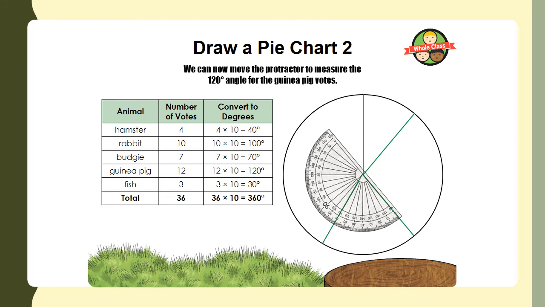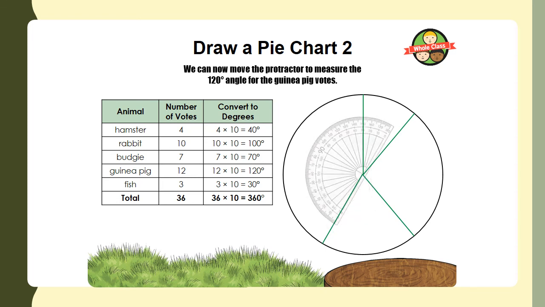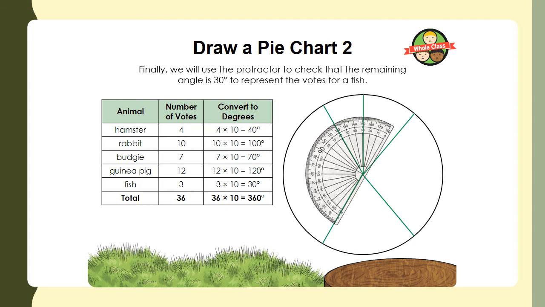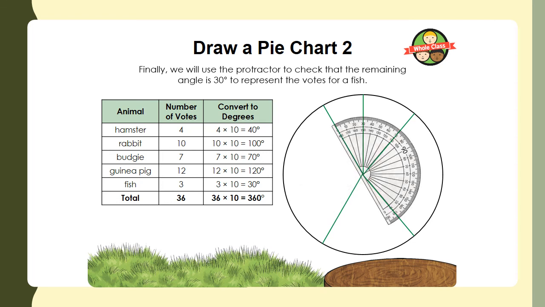Then we can move the protractor to measure the 120-degree angle for the guinea pig votes. Again, doing just the same thing. And then lastly, we have what is left in that space should be 30 degrees. So we can measure that to check. Excellent. We have our 30 degrees. So you have just drawn a pie chart, or you started to at least. So give yourself a pat on the back. Well done.